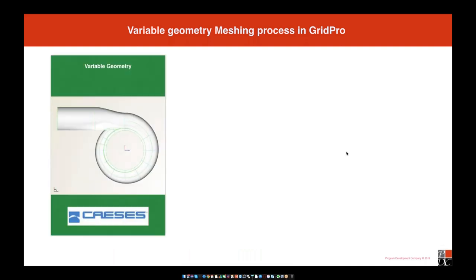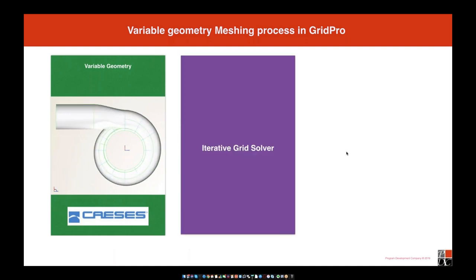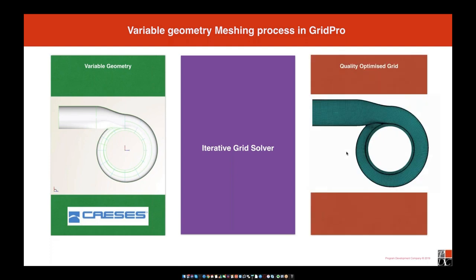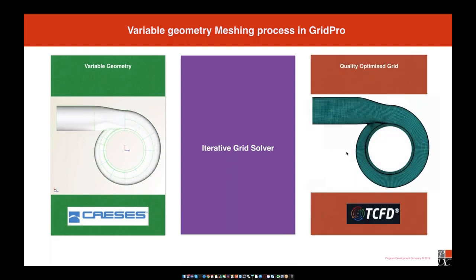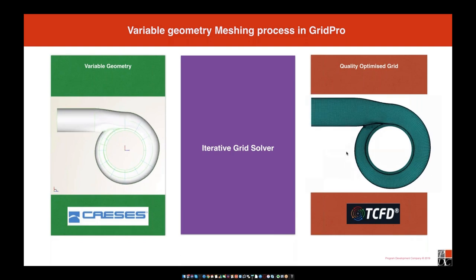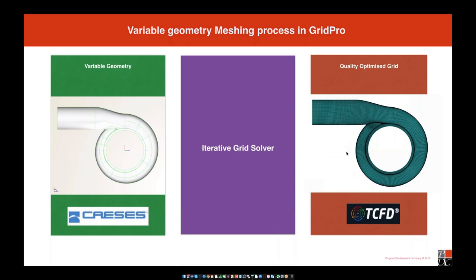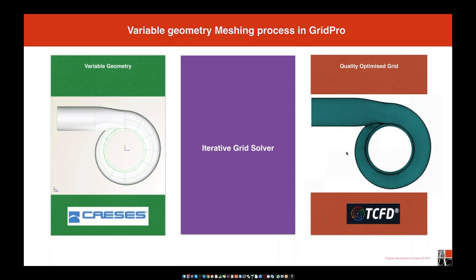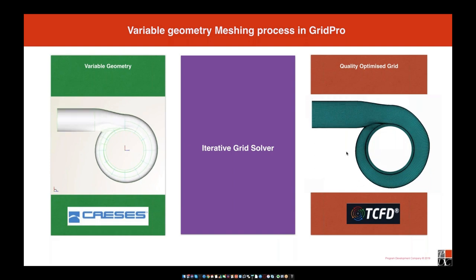So now once we get the variable geometry from CAESES, it automatically activates the grid solver, and then it gives the grid for each variant of the geometry and is exported directly to TCFD format. And that's pretty much from my side, Lubosh.